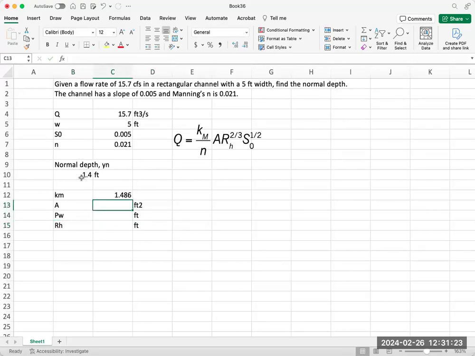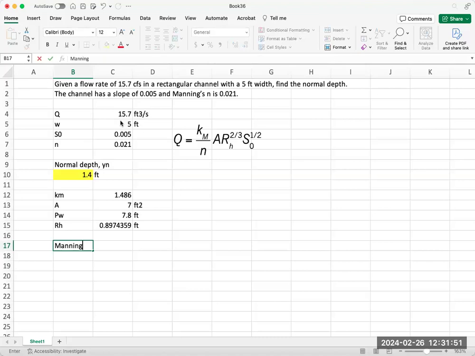So what I'm going to do, I don't know what normal depth is, right? But that's what I want to solve for. So I'm going to set this up so that I write everything as a function of that unknown normal depth. My area is normal depth times my width. My wetted perimeter would be depth times 2 plus my width. And hydraulic radius will be A divided by my wetted perimeter.